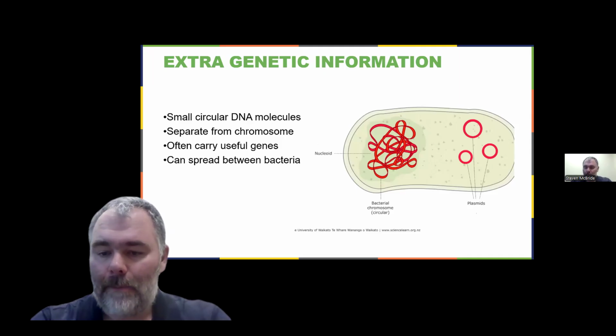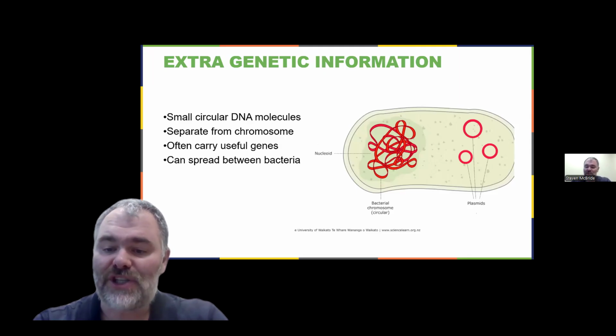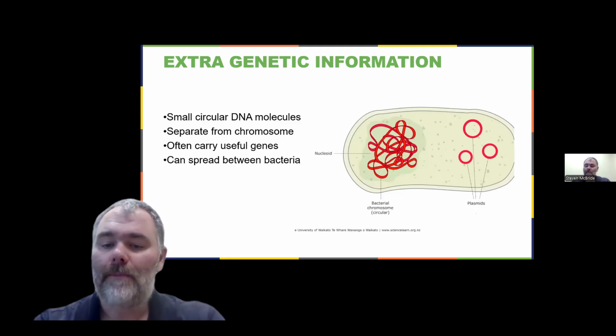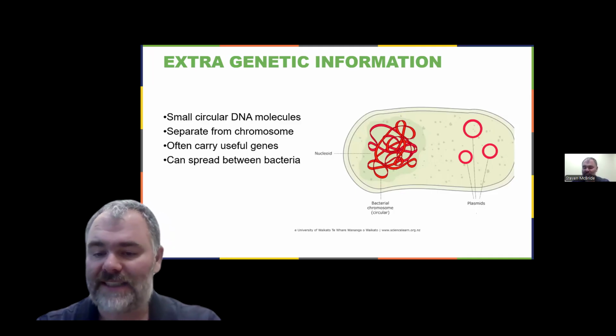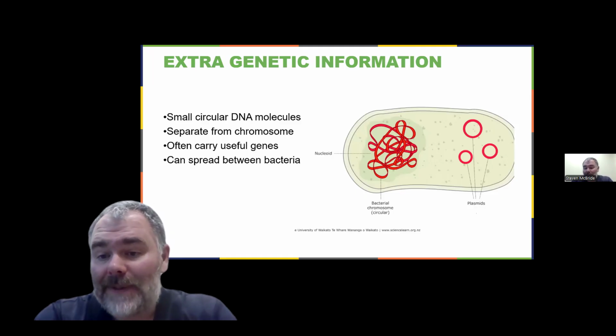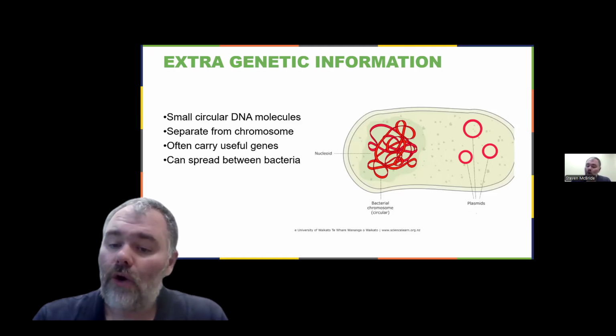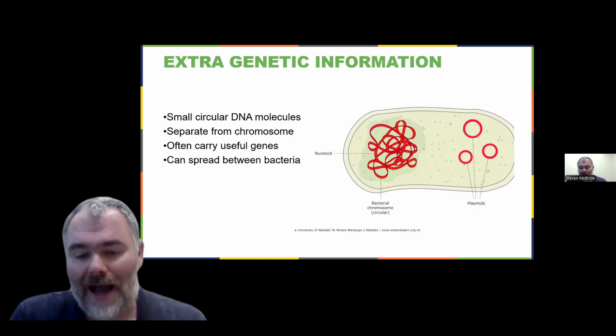In addition to their main chromosome, many bacteria also contain plasmids. Plasmids are small, circular DNA molecules that exist separately from the chromosome. These molecules often carry genes that provide useful traits. For example, plasmids may contain genes for antibiotic resistance, toxin production, or the ability to metabolize unusual compounds.